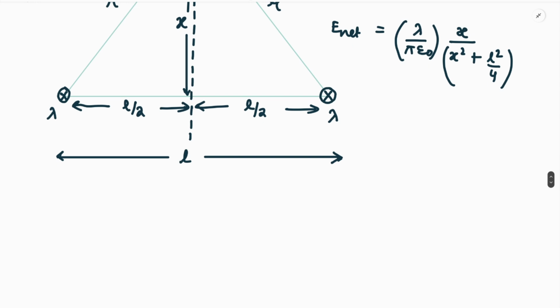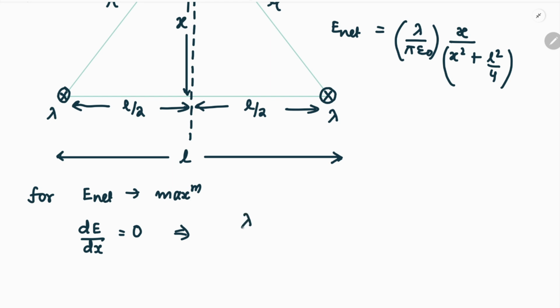Now the problem over here is asking us for the maximum value of E. So for E net to be maximum, we put dE by dx equal to 0. If we put dE by dx equal to 0, we have the term of x in both numerator and denominator, so over here we solve it in this way. Lambda upon pi epsilon naught is taken out. So we differentiate x upon x square plus constant c, which is L square by 4, with respect to x and equate it to 0.